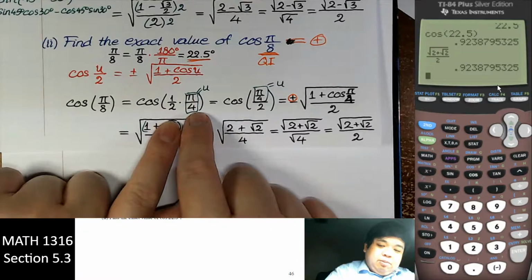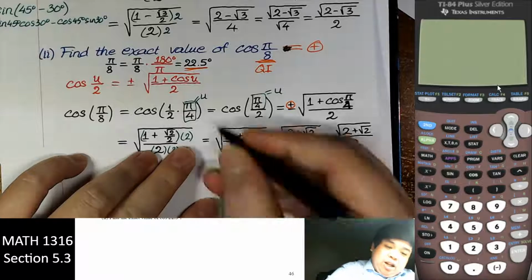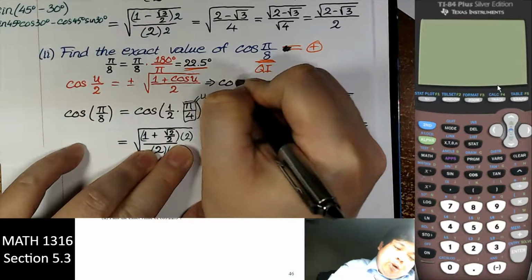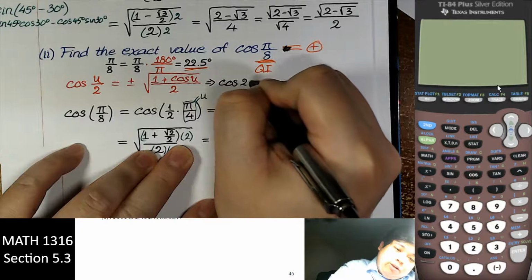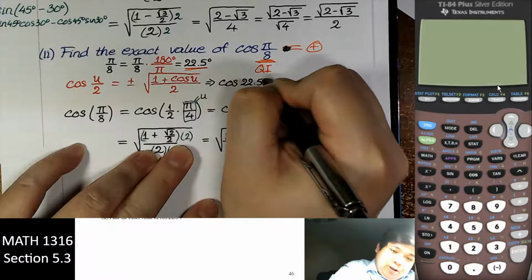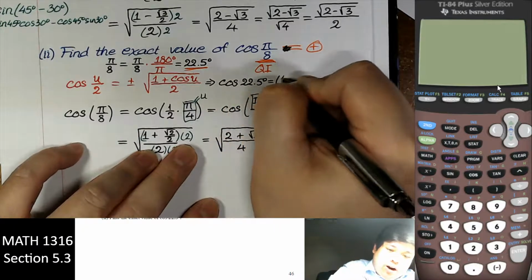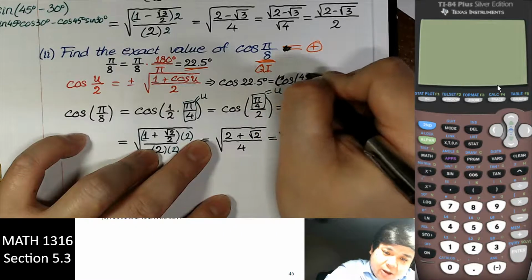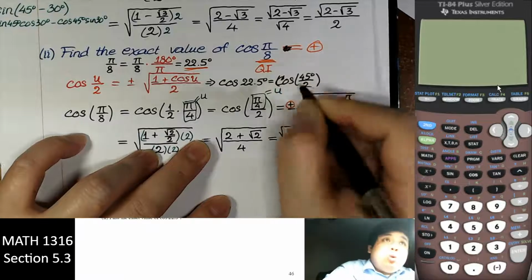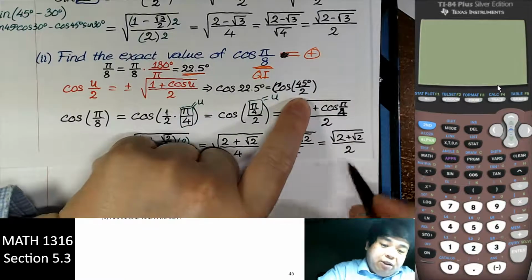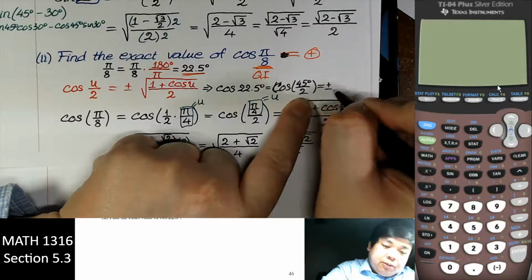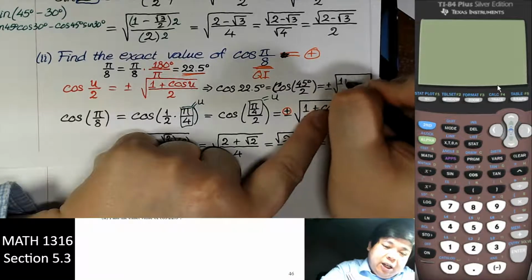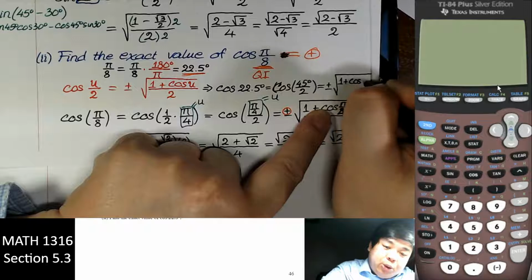Half of, if we use the degree mode, let's just say if we have cosine of 22.5, which is half of 45, so we start from the formula that has divided by 2. When we apply the formula, it will be the formula without divide by 2.